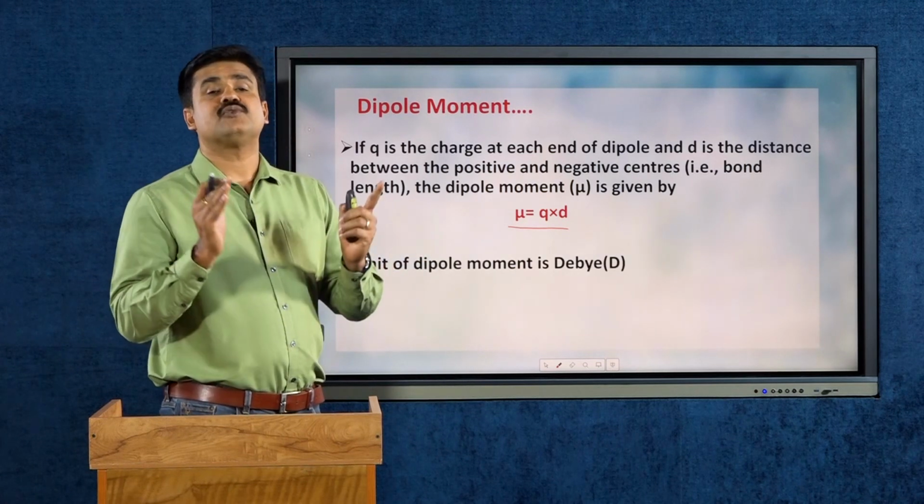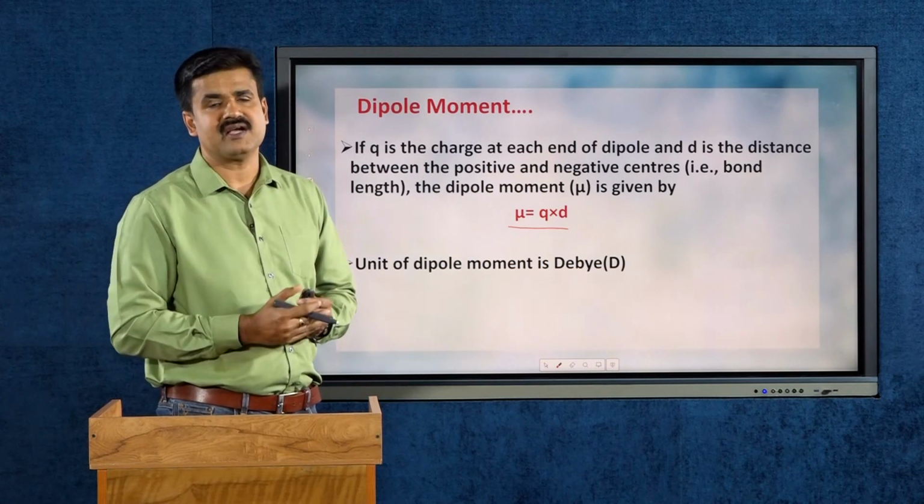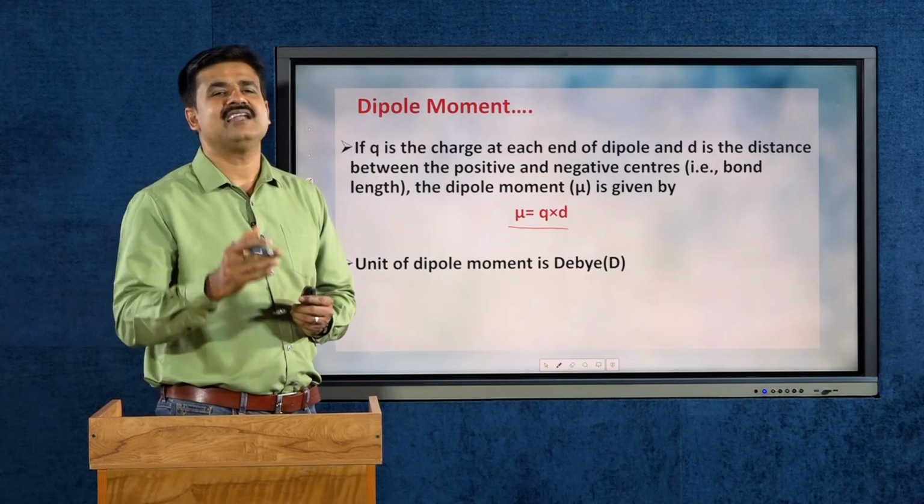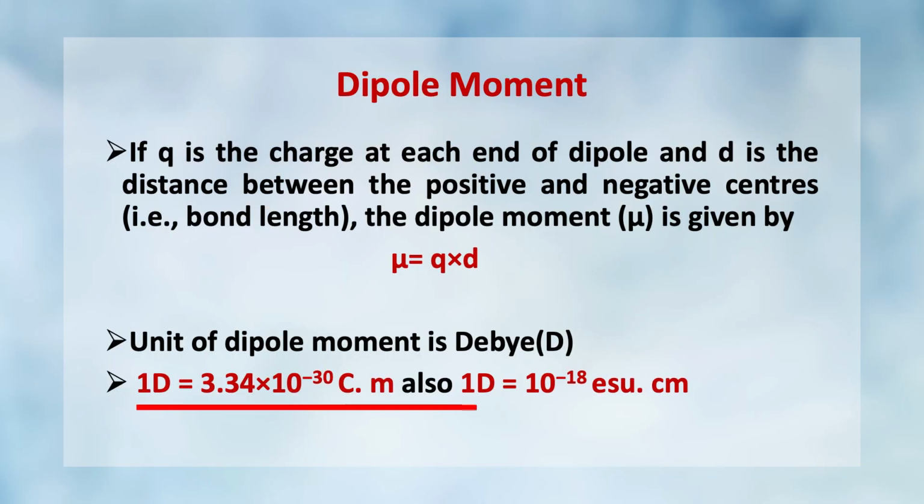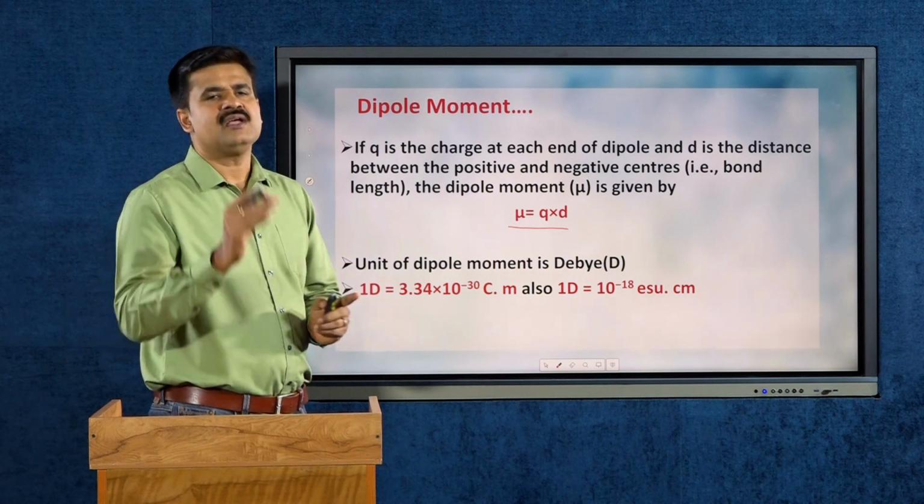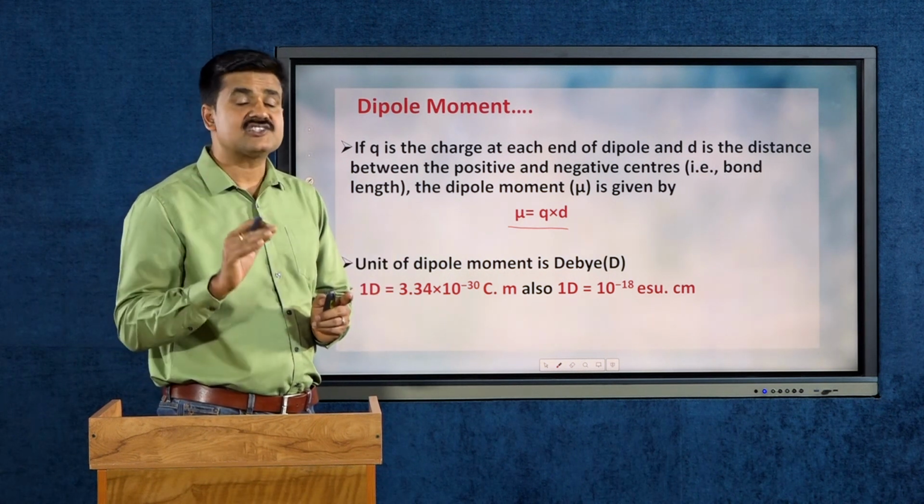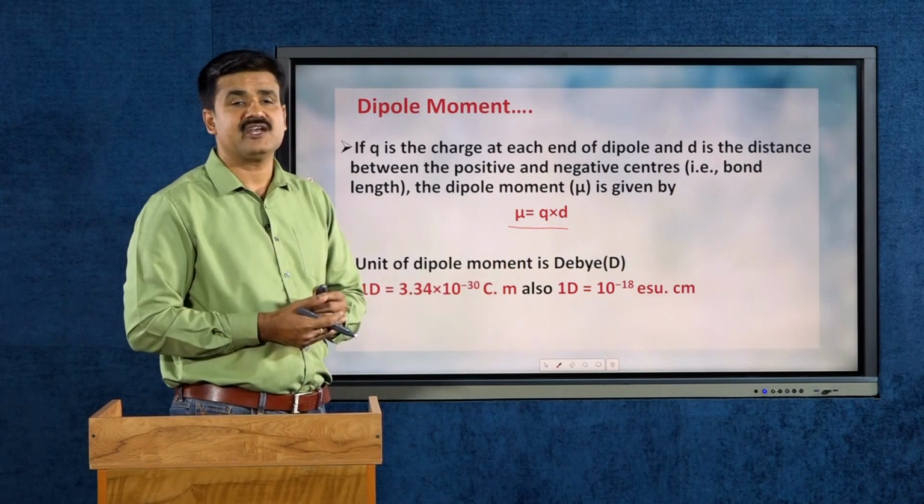Now, unit of dipole moment. We know the concept of dipole moment was introduced by the scientist Peter Debye, and the unit is also his name, that is Debye, and 1 Debye is equal to 3.34 into 10 raised to minus 30 coulomb meter. It is also equal to 10 raised to minus 18 ESU centimeter. You should keep some important points here. This unit and their conversion is essential to solve some problems related to dipole moment, and you have to keep these two numerical values with you.